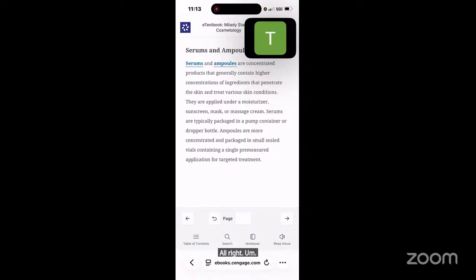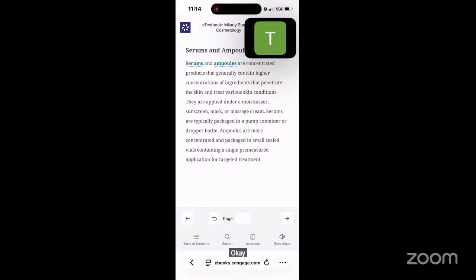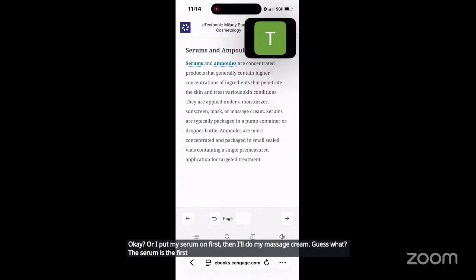Moisturizer and sunscreen. What I like to do is my serum, and if I feel like this client needs more treatment, I'm going to put my serum on, then I'll put my mask on top of that. Or I put my serum on first, then I do my massage cream. Guess what? The serum is the first thing that pushes into the pores.